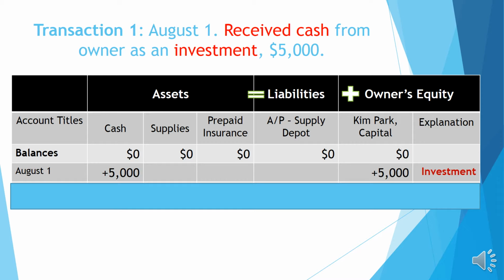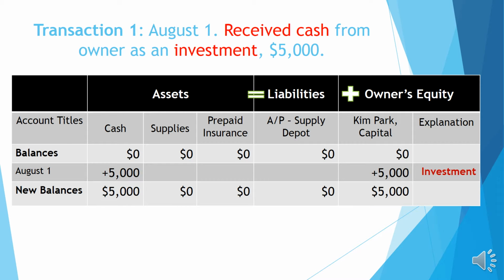Now it is time to determine our new balance for each account. We are going to add $5,000 to the zero in the cash account, and we will get a new balance of $5,000. Supplies, prepaid insurance, and accounts payable supply depot, we will simply carry the zeros down into the new balance lines. In our capital account, we are going to add $5,000 to the beginning balance of zero, and our new account balance will be $5,000.